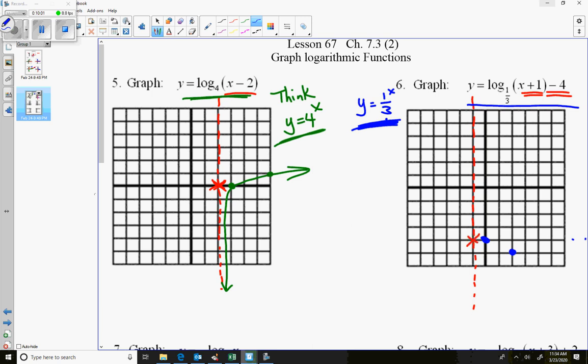That's a couple of points off the grid that I'd probably extend it. And there's our graph.